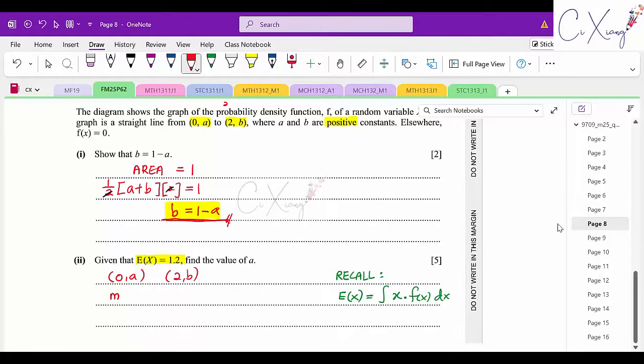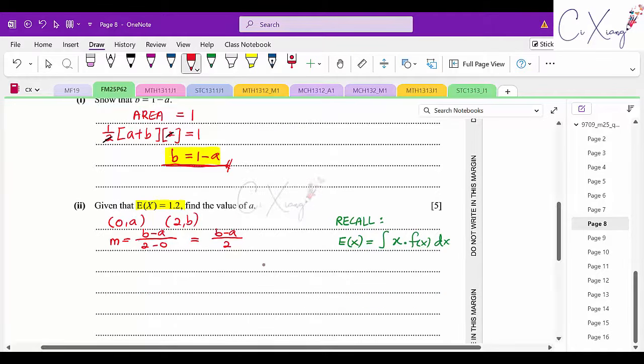Gradient, I put it as m. The gradient is (y minus y1) divided by (x minus x1), so you have (b minus a) over 2. This is the gradient, and I have the passing points. You can use either of these two passing points to form the equation. The general equation for y is y equals mx plus c.